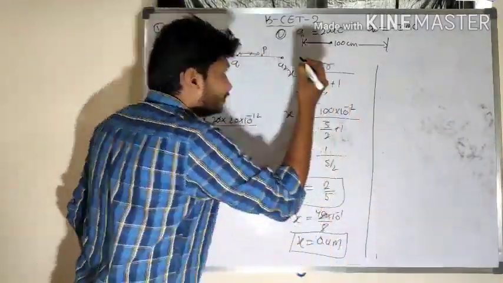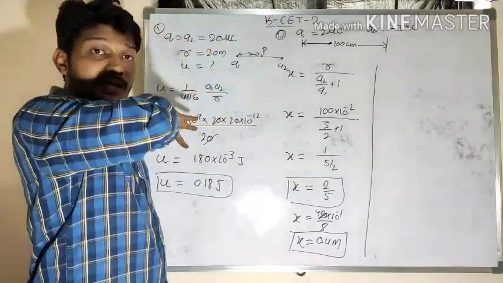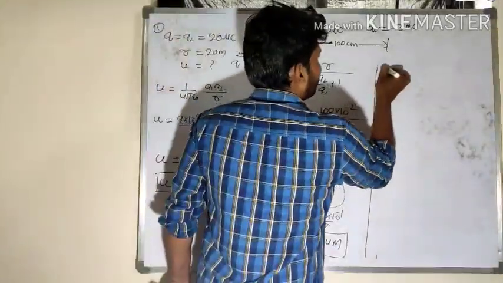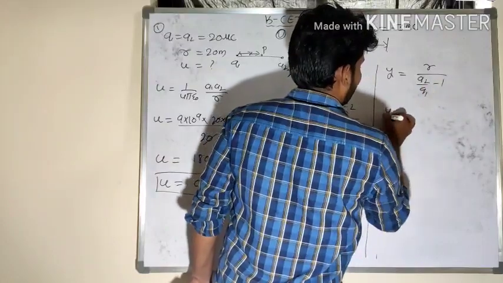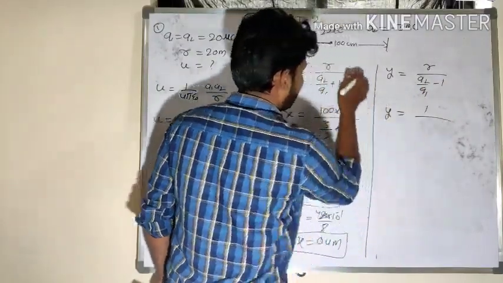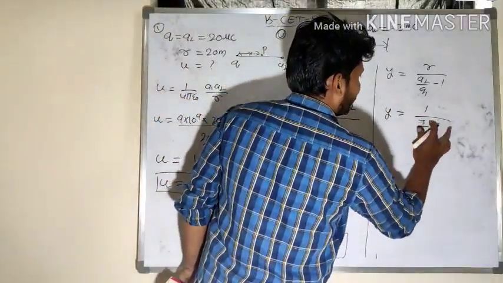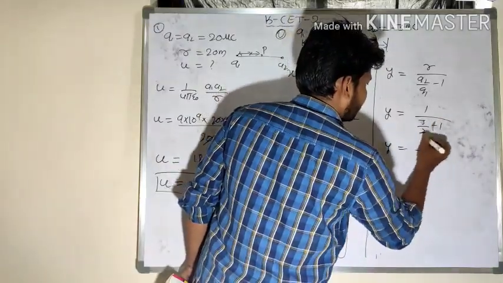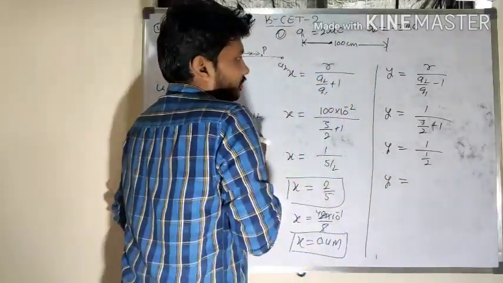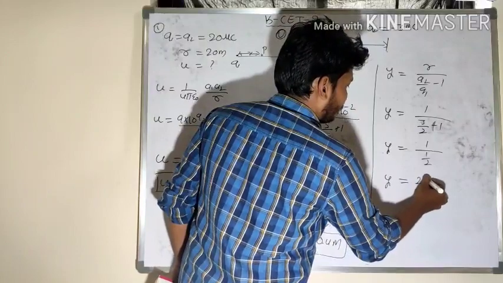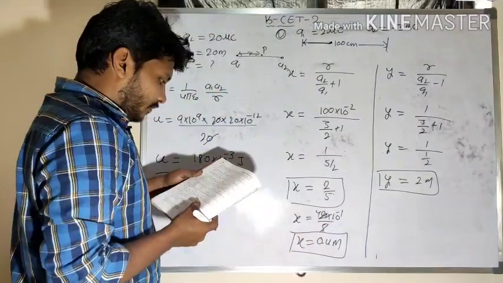Another thing I said is that if the magnitude of q1 is less than that of q2, then zero potential exists outside the charges, near to the first charge. Then y is equal to what? R divided by q2 by q1 minus 1. So 100 into 10 to the power of minus 2 means that is 1 here. So 3 by 2 minus 1. So y is equal to 1 divided by 3 minus 2 by 2, so that is 2 meter here. So what is that y value here? y value is 2 meter.